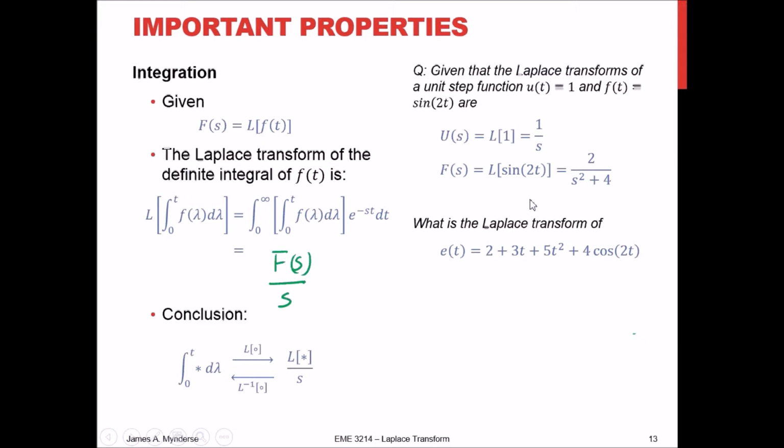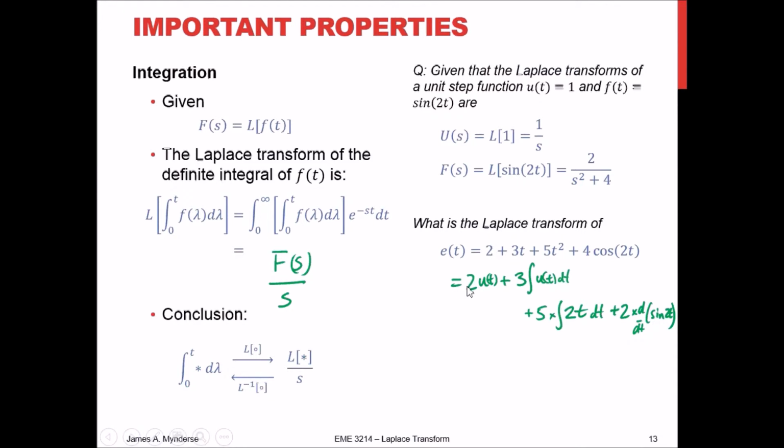How can we use these properties and the knowledge of just these two functions to find the Laplace transform of this function, e of t equals 2 plus 3t plus 5t squared plus 4 cosine of 2t? Because none of these terms are exactly equal to either of these functions. Well, we'll break it up into terms.